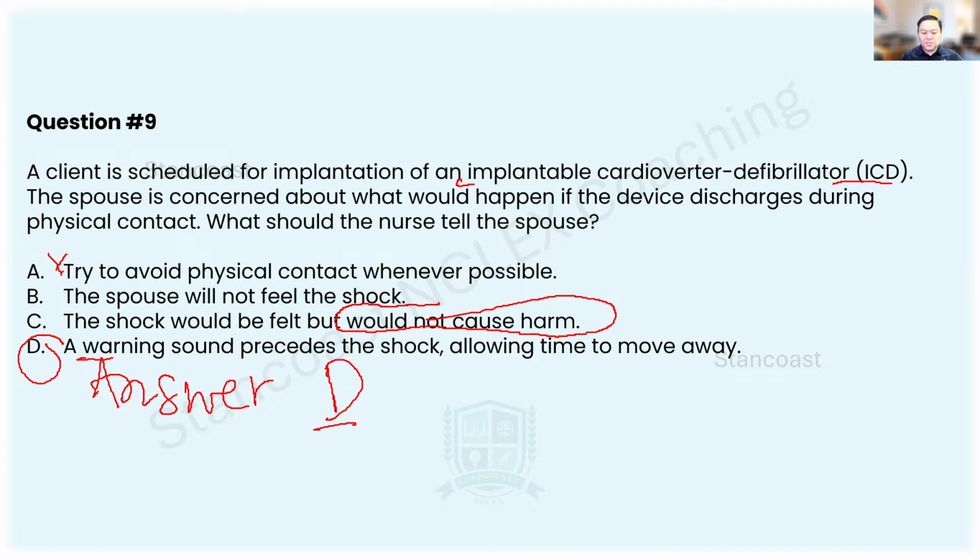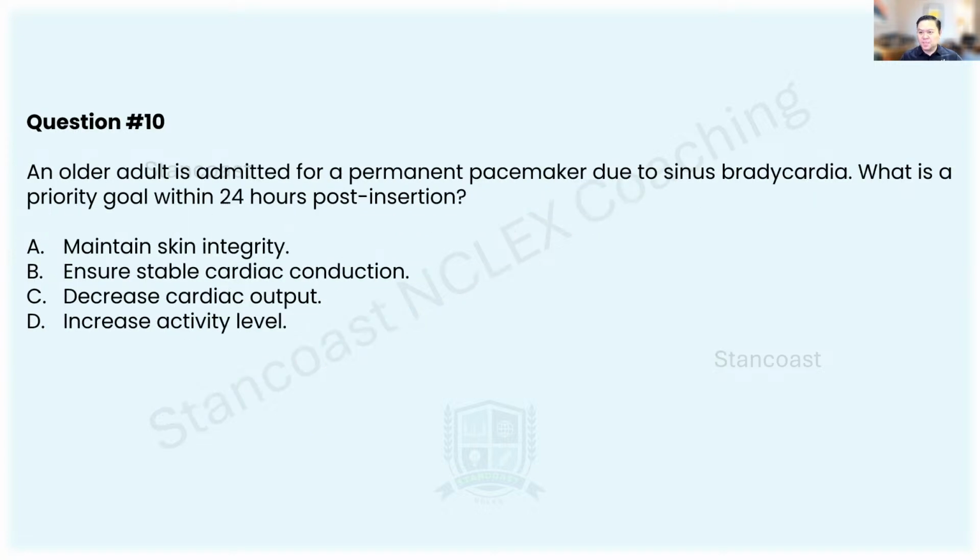Well, let's move on to the next question, guys. Number 10. An older patient or adult is admitted for a permanent pacemaker due to sinus bradycardia. What is a priority goal within the 24 hours post-insertion? Is it A, maintain skin integrity, or B, ensure stable cardiac conduction, or C, decrease the cardiac output, and D, increase activity level?